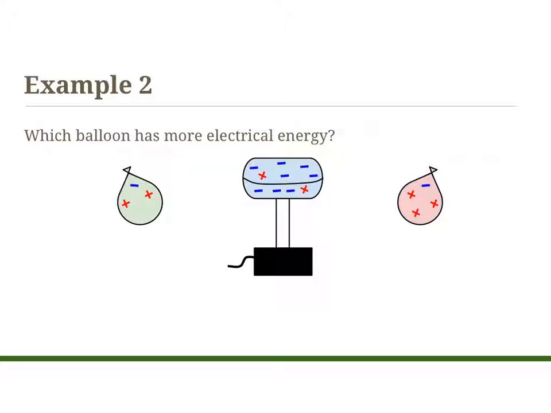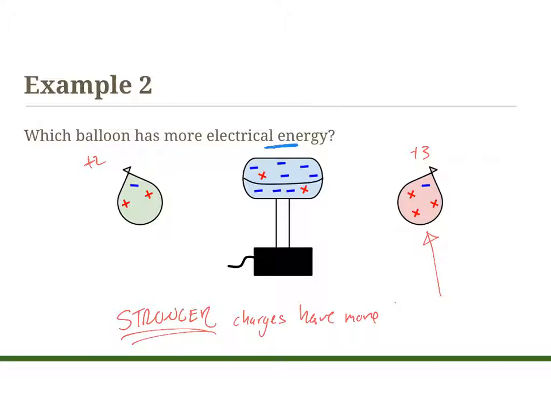They are both positively charged. This particular balloon has a +2 charge. This balloon has a +3 charge, and the Van de Graaff generator is incredibly negative. So the question then is, which of the balloons has more electrical energy? And the answer would be this balloon right here would have more electrical energy. Why does it have more electrical energy? Because stronger charges have more electrical energy. All right.